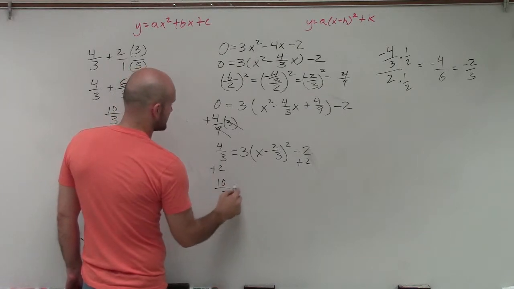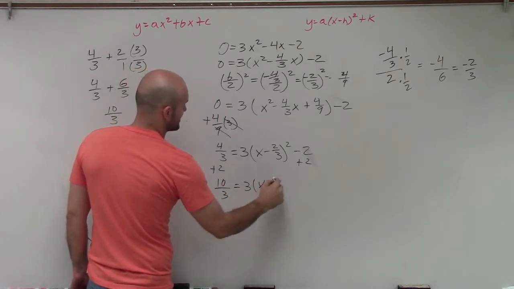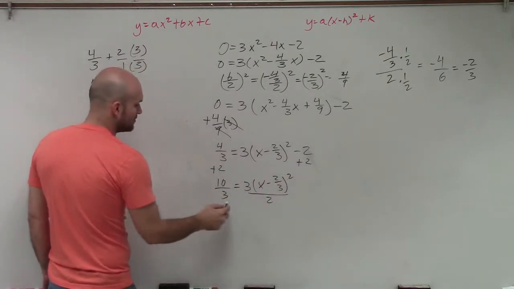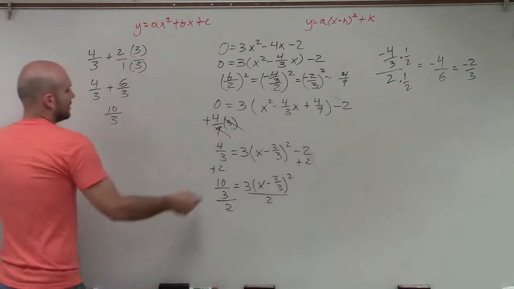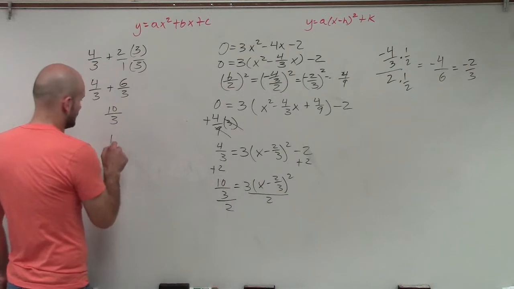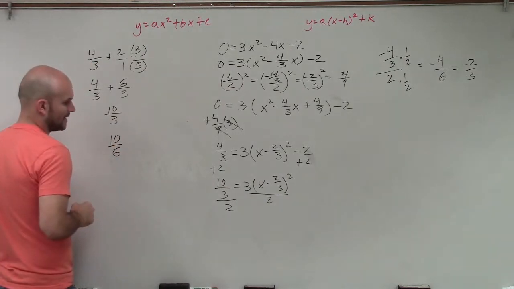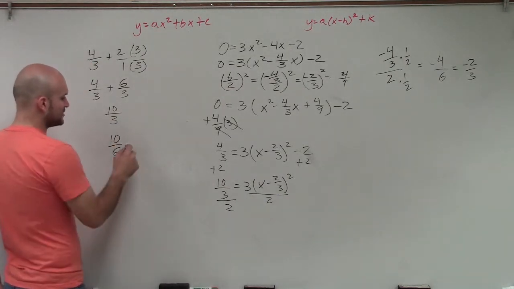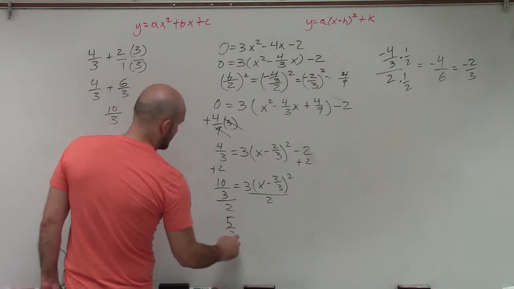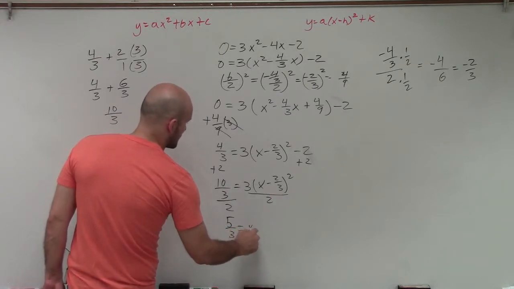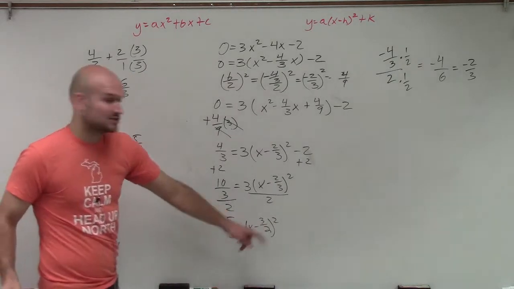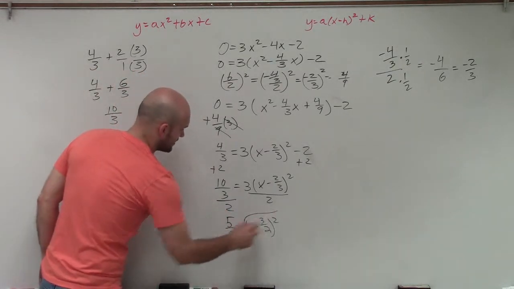So now I have 10/3 equals 3 times x minus 2/3 squared. Then I divide by 3. Again, we have to go through the dividing, which is again the same thing, multiplying by my reciprocal, which will be 10 over 9. Okay? And then the 10 over 9 can be reduced down to 5/3. So there I have 5/3 equals x minus 2/3 squared. Well, now I need to take the square root of this on both sides to undo the squaring.